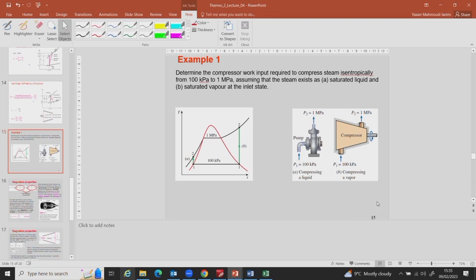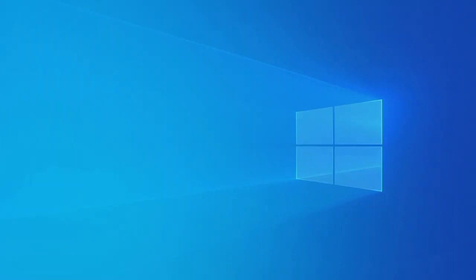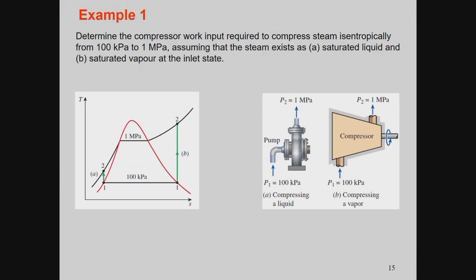Now, the question here says that there are two devices, pump and compressor, both with inlet condition of 100 kilopascal. The pump inlet is saturated liquid. By the way, one of the guys asked me about this TS diagram and this vapor dome.